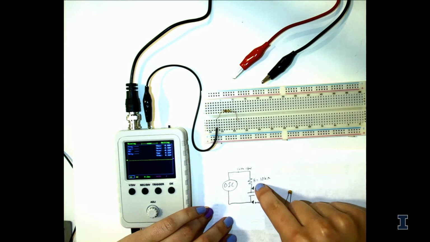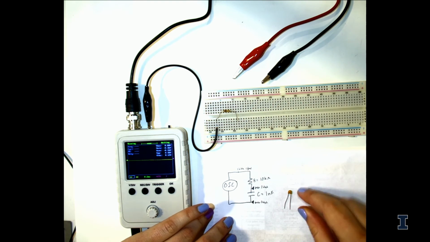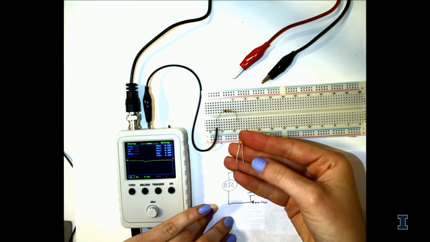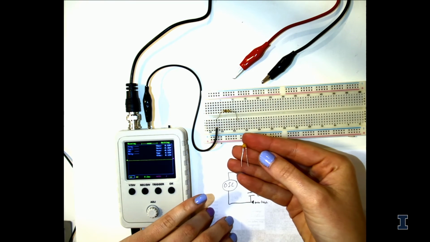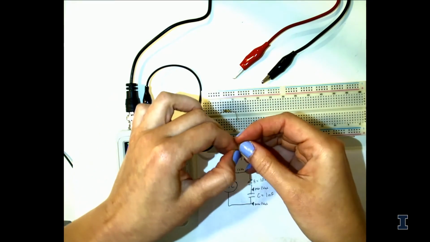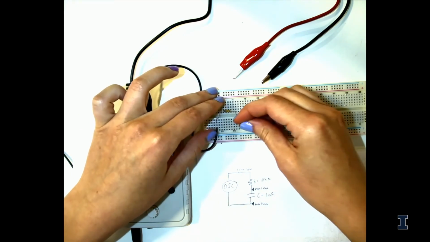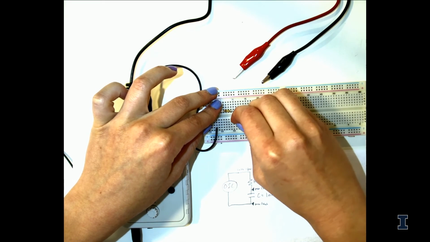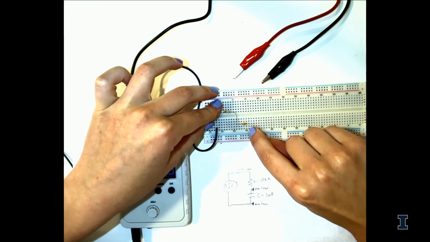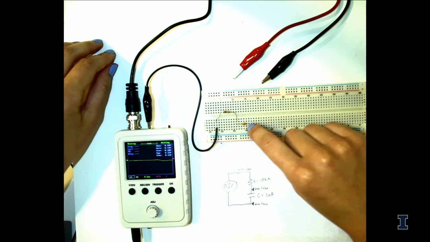Next, we are going to add the capacitor. The capacitor here is unpolarized. These smaller ones, the legs are the same size, so it doesn't matter which direction you plug the capacitor in. So we'll spread out the legs a little bit. Put one leg in the same column as the resistor, and the other leg can go into another column.